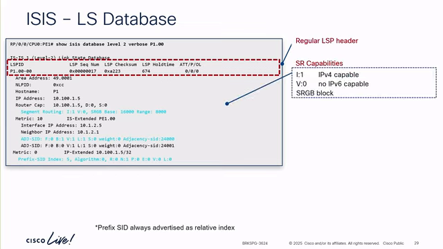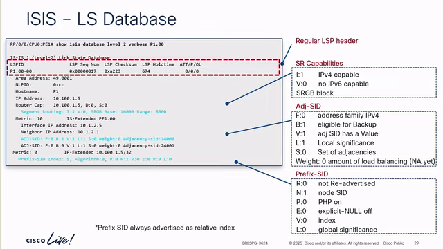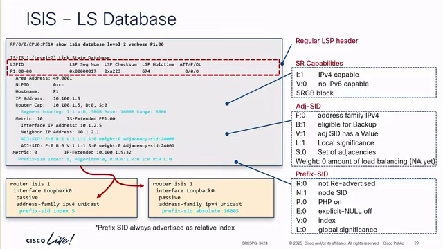So this is the SRGB, the global block, and then adjacency SIDs, one per interface. In the end, the adjacency SIDs are always advertised in a relative way as a number, not as an absolute value, so not as an MPLS value. But you can configure it either way. So relative value, index 5 is from the starting point 60,000 plus 5, or as an absolute value, so an MPLS label.